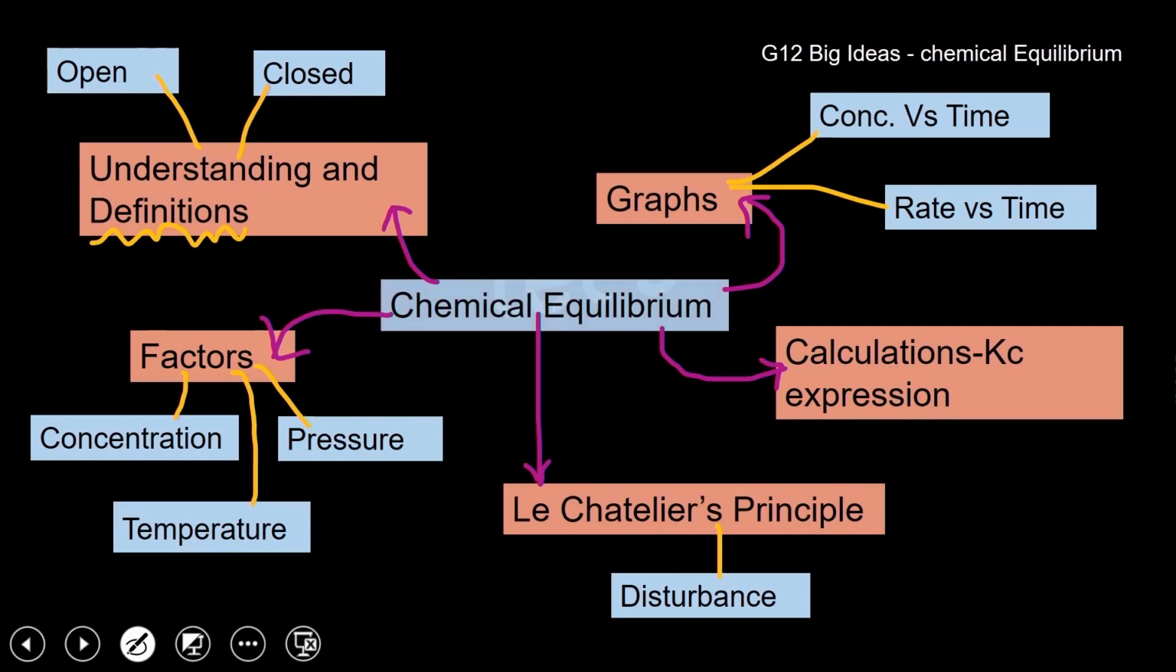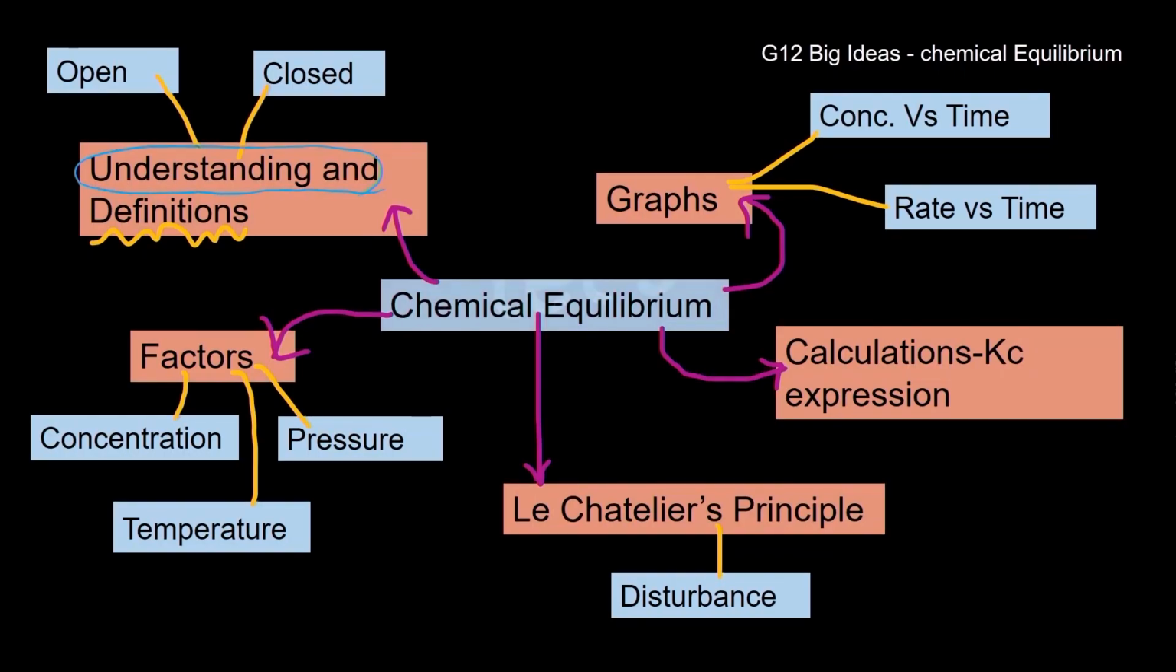So my overview in the middle, you can see here, we've got chemical equilibrium. Now, understanding and definitions. We know a couple of definitions, but the definition for chemical equilibrium, you need to know off by heart. Those keywords are the ones that are going to give you the marks. So open system, you know about an open system.